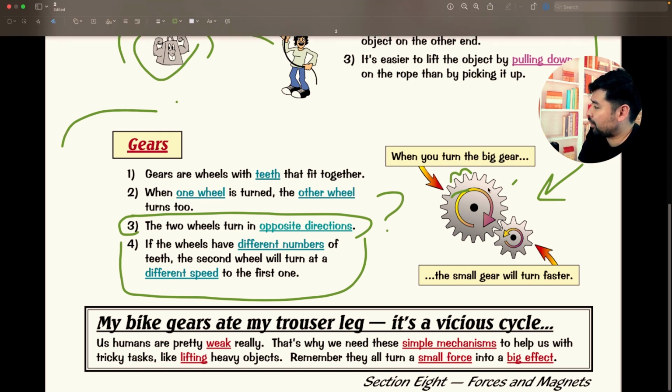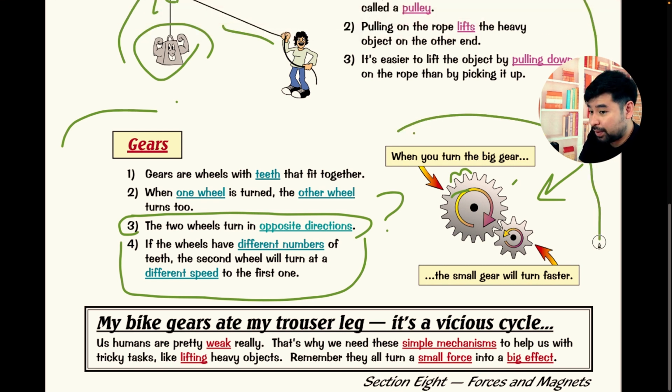And then, of course, coming back to the picture here, right? This big one here. When you turn the big gear, the small gear will turn faster, right? So, and also here we are analyzing that the gears have different sizes, ok?